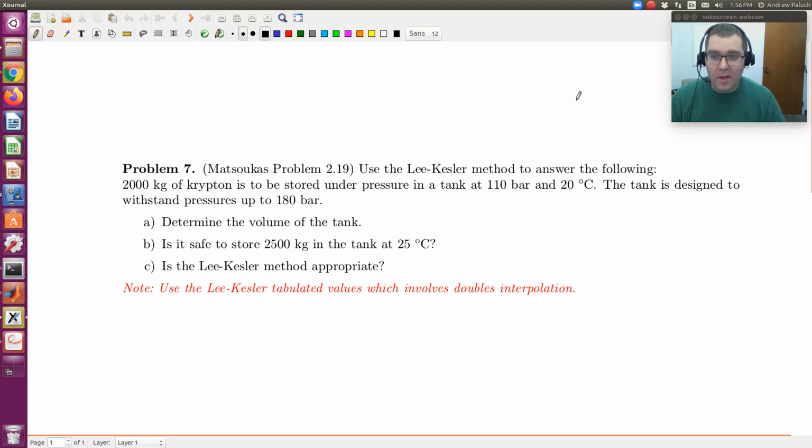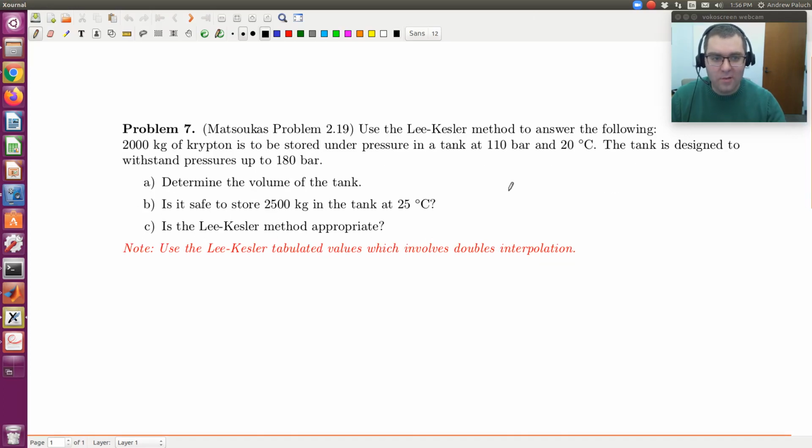All right, let's take a look at problem 7. In problem 7, we're told to use the Lee-Kesler method to answer the following. Now remember, the Lee-Kesler method is the same thing as corresponding states theory, specifically three-parameter corresponding states theory. Sometimes they're called generalized correlations. In our textbook, they provide plots for generalized correlations.